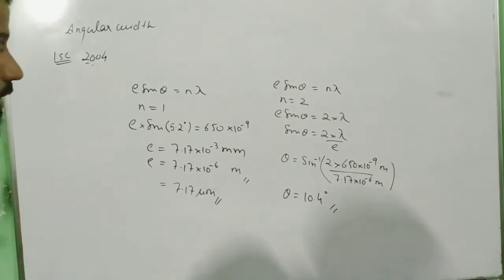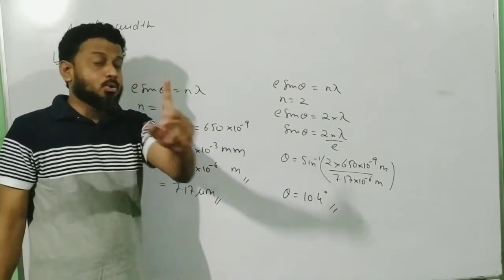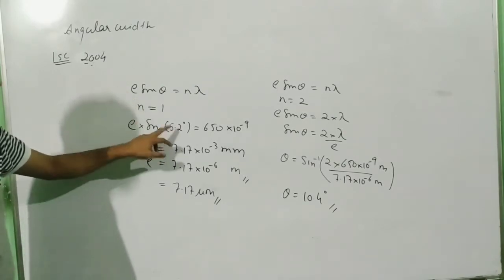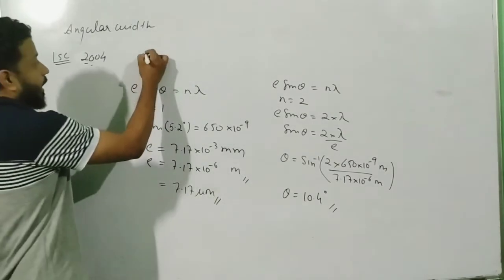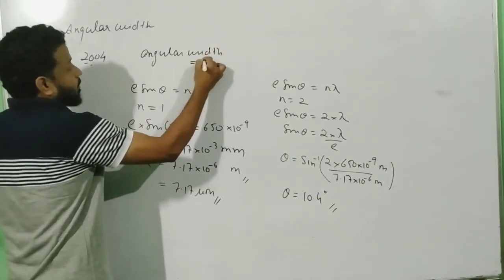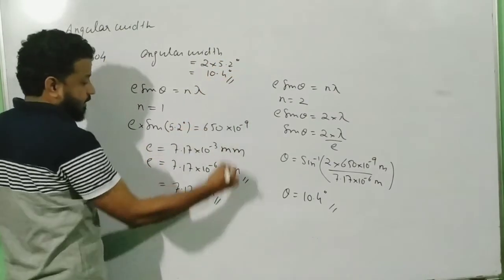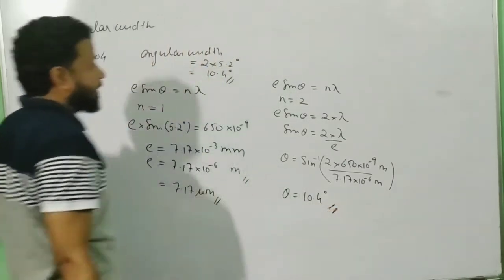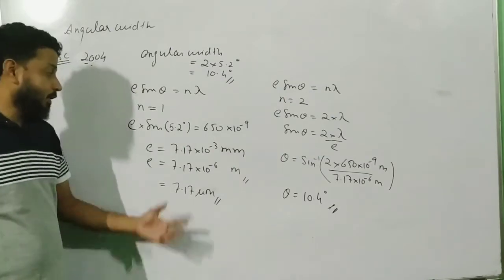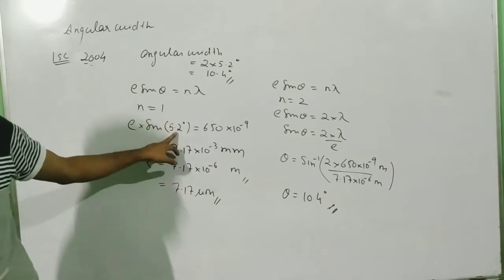Next question: what is the angular width? Now for angular width you never go to second maxima, remember. For angular width you always go to first maxima. How much is the angle? Angle is 5.2 degree. So the angular width will be equal to 2 into 5.2 degree, and that is equal to 10.4 degree. These are the three answers which you need to find in this question. So please make note that for angular width you have to rely on the angular position of the first minima, and as per the given data it is 5.2 degree.